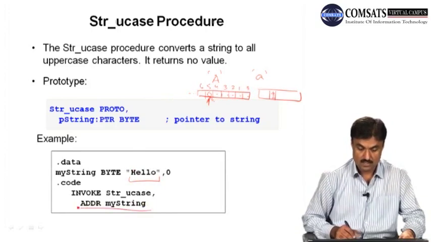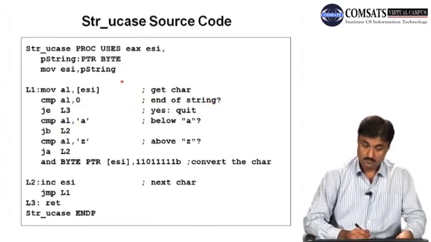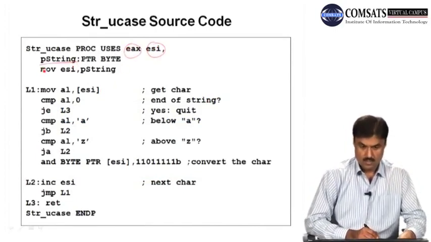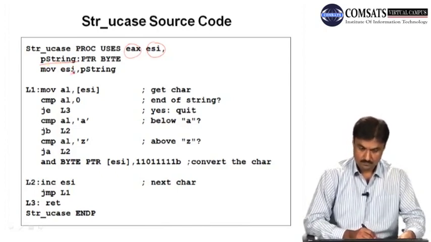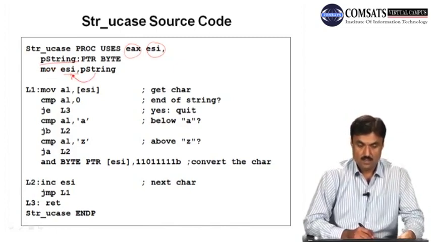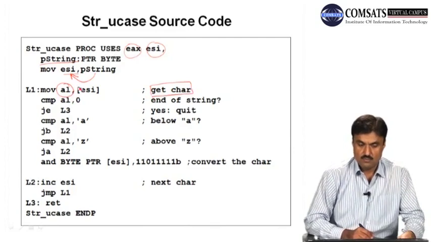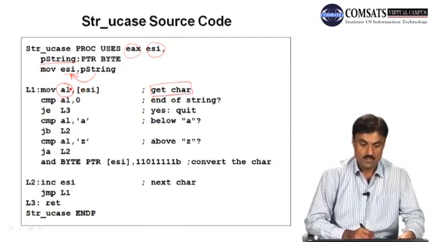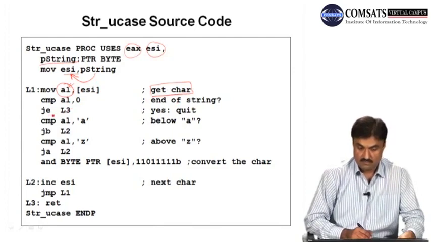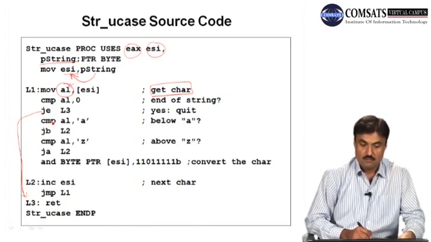So we will just pass only the address of this string, and it will convert it into the capital HELLO. Now this one is using ESI and EAX. So we have the pointer to the string, and we move this pointer to the ESI. Now what we do, AL is the character. So we move the first character, whatsoever is pointed to, into the AL. Compare AL with 0. Is it the end of the string or not? If they are equal, we jump to L3, we exit from the program.